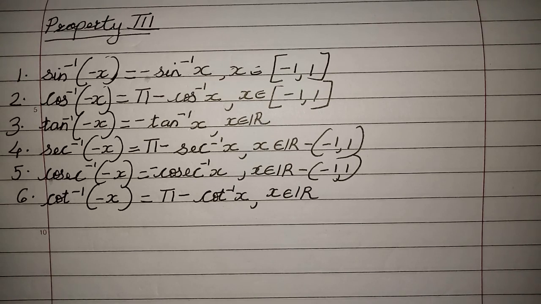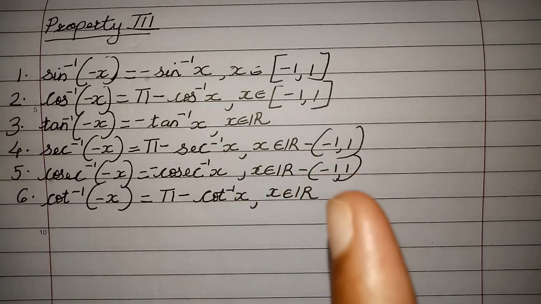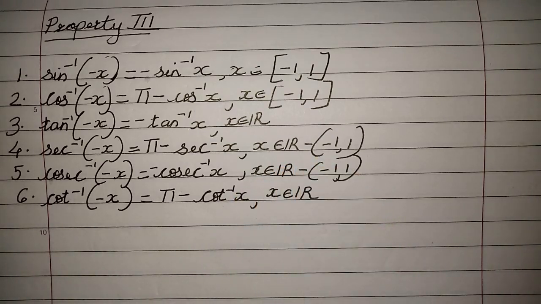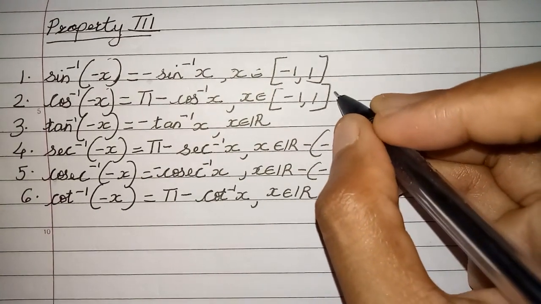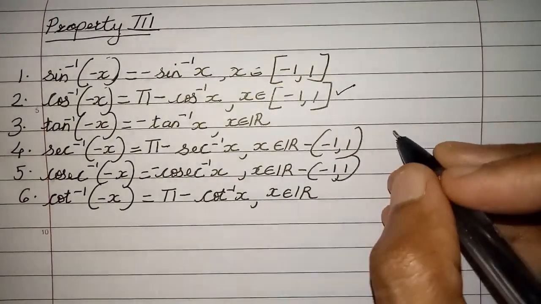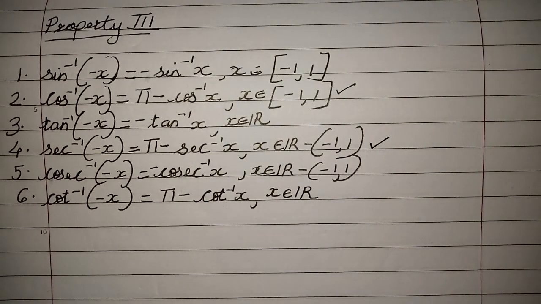Cos inverse of -x is pi minus cos inverse of x, where x belongs to, again, closed interval -1 to 1. Tan inverse of -x is defined as minus tan inverse of x, where x is coming from R. Sec inverse of -x is defined as pi minus sec inverse of x, where x belongs to real numbers, excluding the open interval -1 to 1. You can see that the formulas of cos inverse and sec inverse happen to be somewhat similar, right?